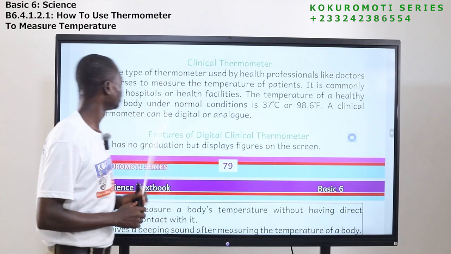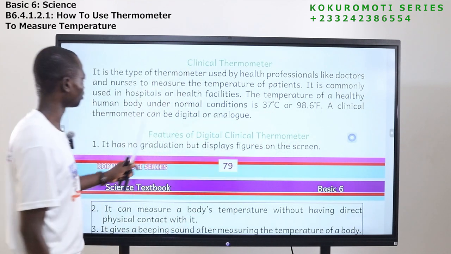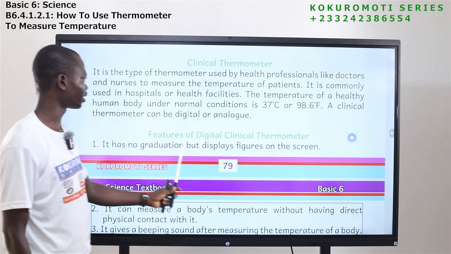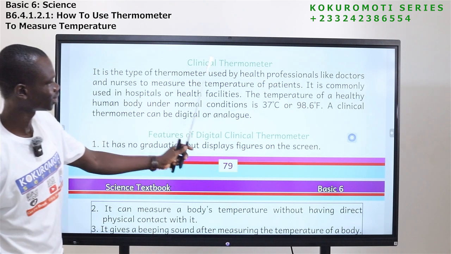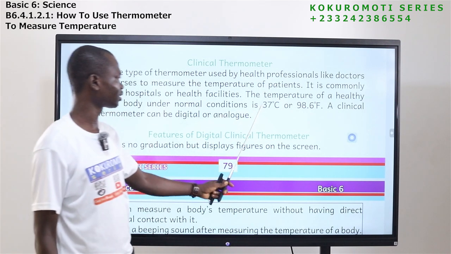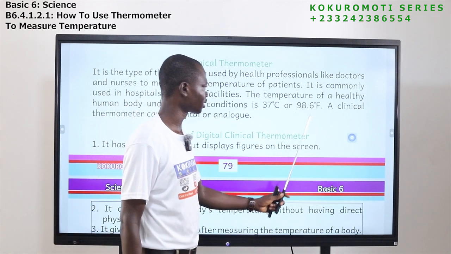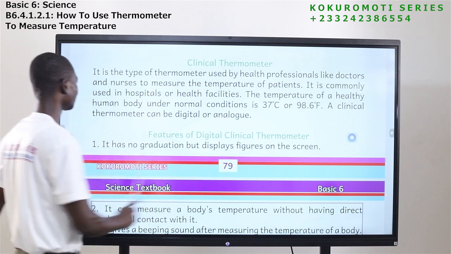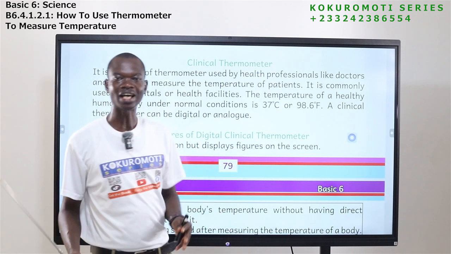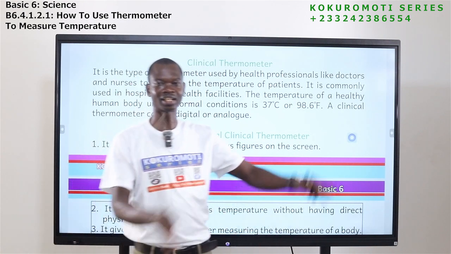The clinical thermometer is a type of thermometer used by health professionals like doctors and nurses to measure the temperature of patients. It is commonly used in hospitals or health facilities. The temperature of a healthy human body under normal conditions is 37 degrees Celsius or 98.6 degrees Fahrenheit. A clinical thermometer can be digital or analog. So I explained to you that we have two types of thermometers, the clinical thermometer and the laboratory thermometer.